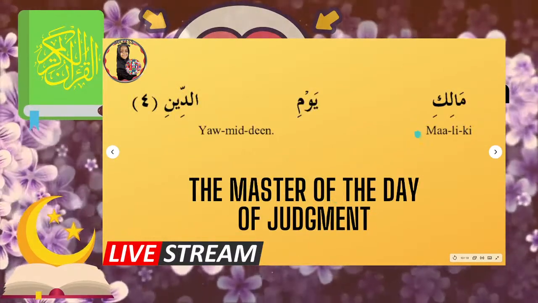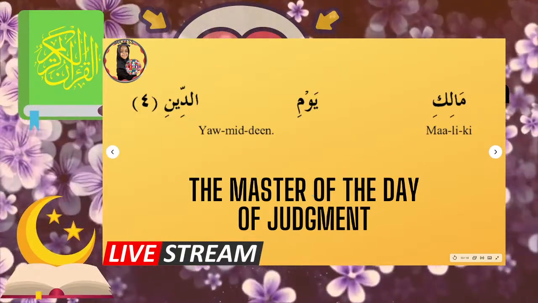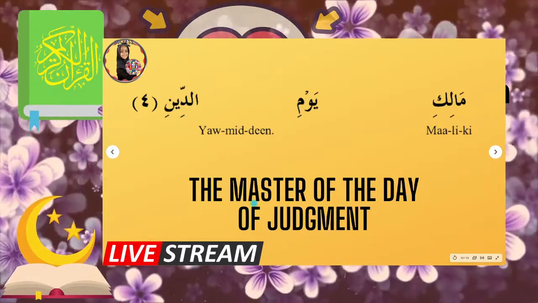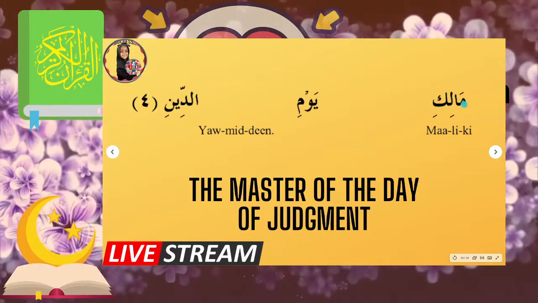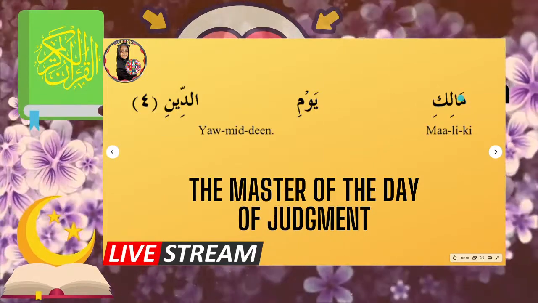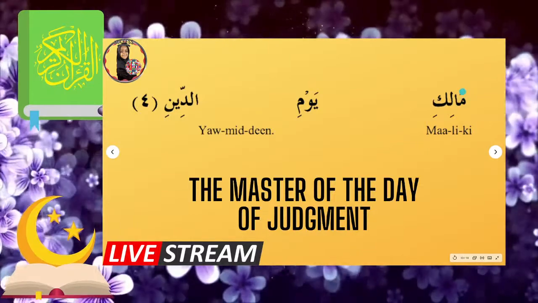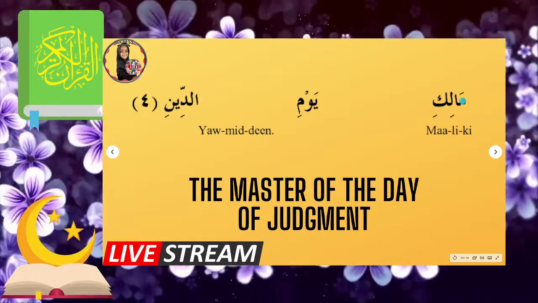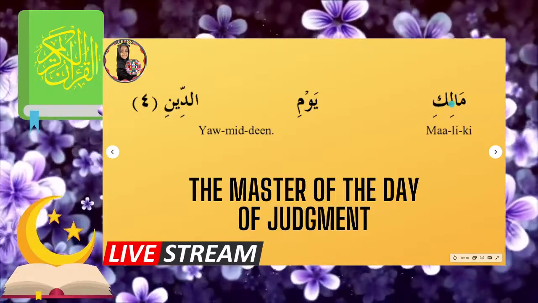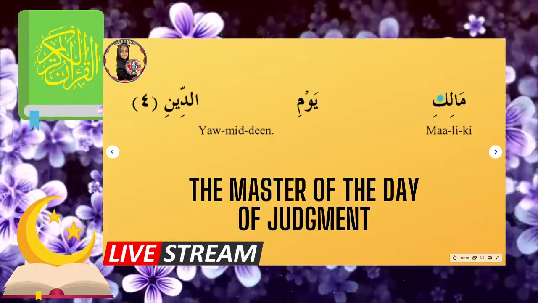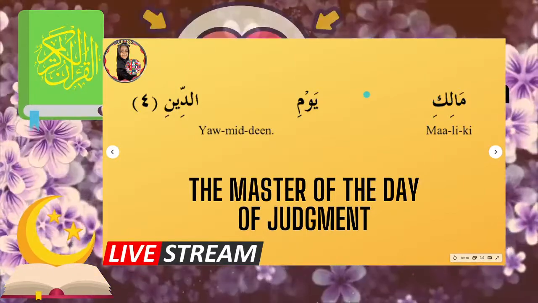Now we're on Maliki Yawmiddin. And Amir, what does the transliteration say? The master of the day of judgment. Great! Good job, Amir. Now right here on Maliki Yawmiddin, there is mim kasra mi, and then there is lam, mim fatha ma, and then there is lam kasra li, mali, and then there is kaf with a kasra, which means kaf kasra ki, maliki.